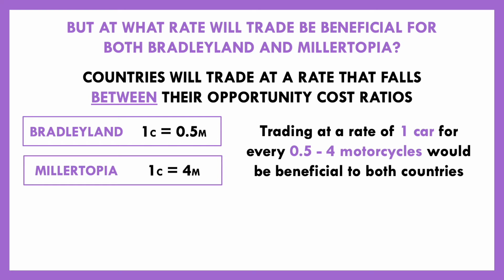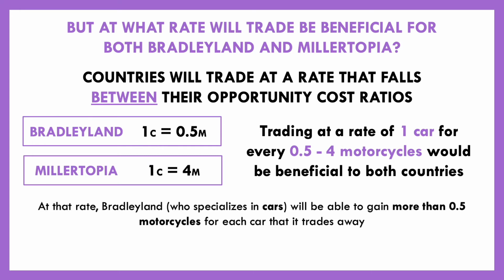So maybe one car for every 1 motorcycle, one car for every 2 motorcycles, one car for every 3.5 motorcycles. Any of those would fall in that range and would be beneficial to both of them. Now let's take a look at why. So Bradley Land, who specializes in cars.